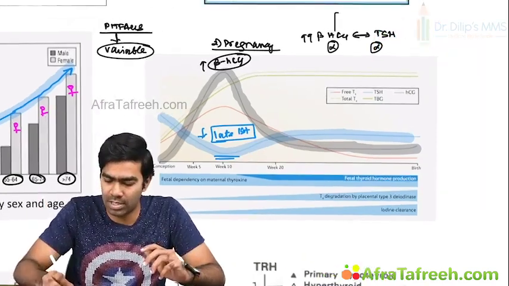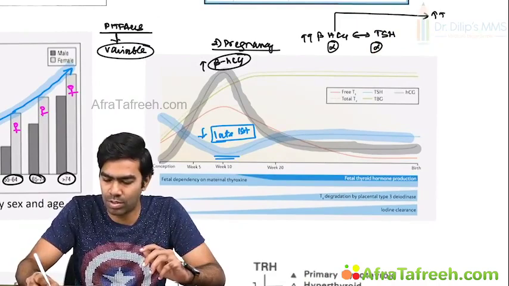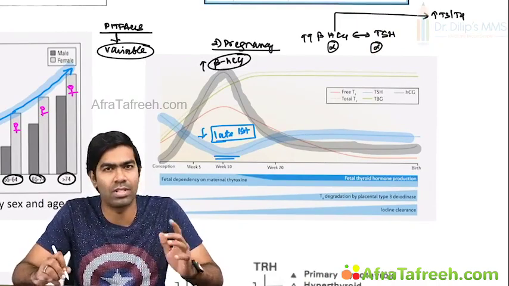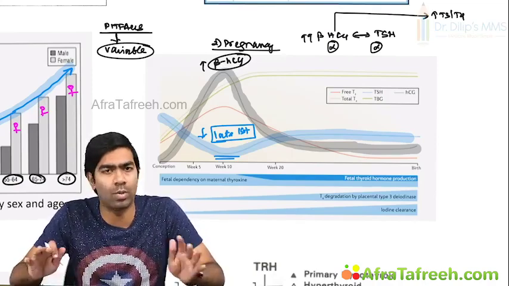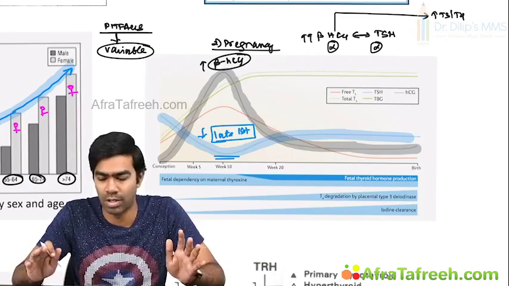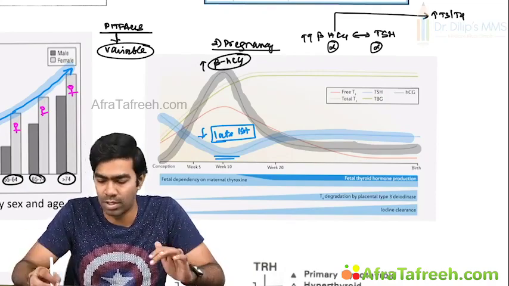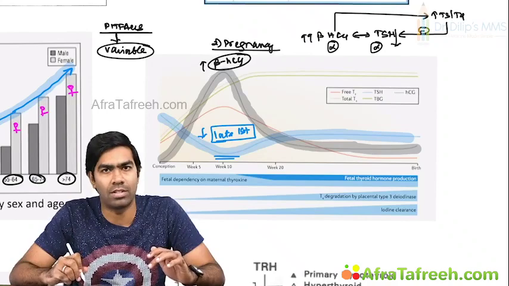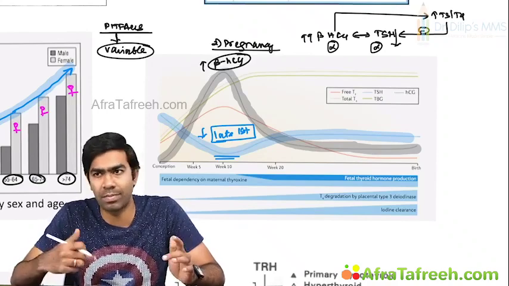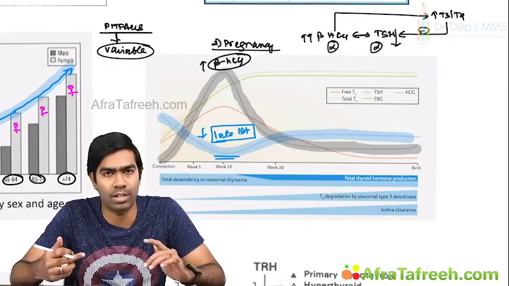So this increasing beta-HCG will produce increased T3 and T4. This is often referred to as gestational hyperthyroidism. Very common, no need to do anything. Just leave it alone, and after the first trimester, it will resolve. And this increased T3 and T4, obviously by feedback, will reduce the TSH, right? So that's why in the first trimester, the beta-HCG is high and your TSH levels are actually low.